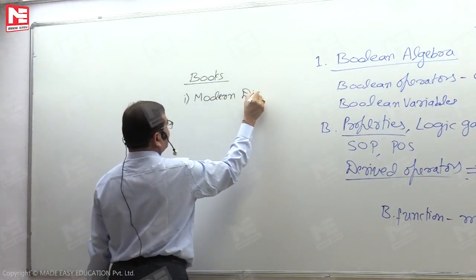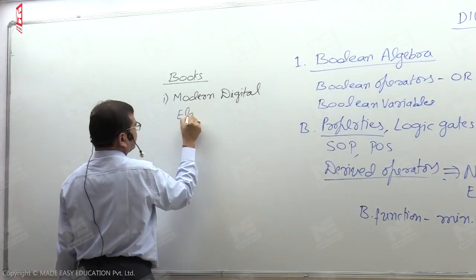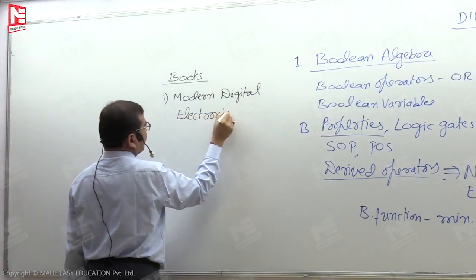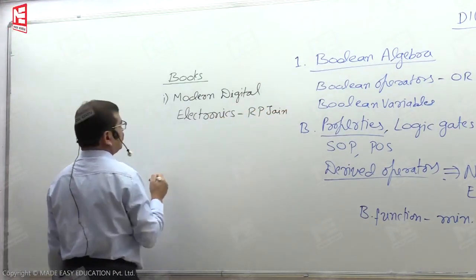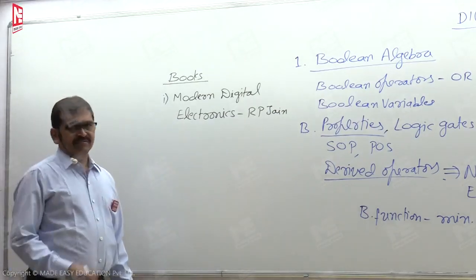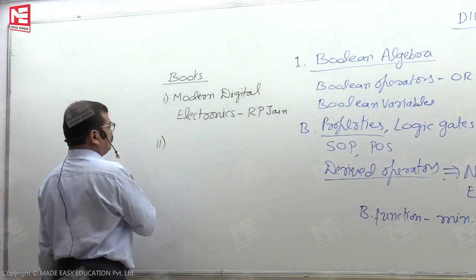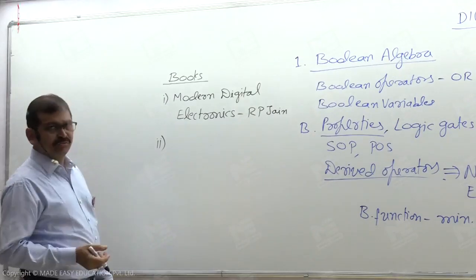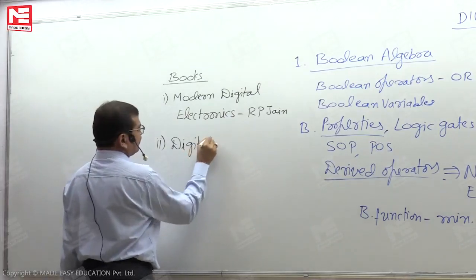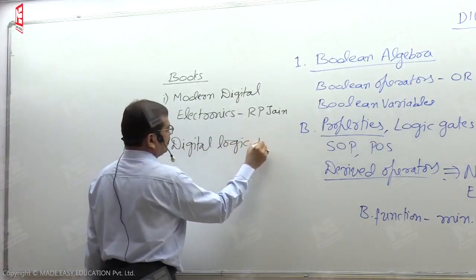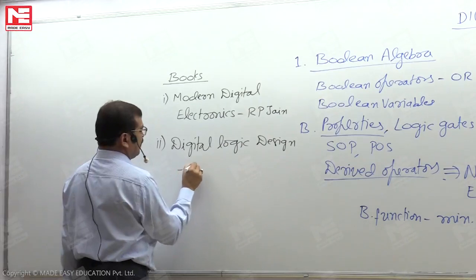Modern Digital Electronics by R.P. Jain is one of the very good books. It will cover all the topics of the GATE CSE syllabus. Most of you might have used this book in your academic syllabus in college. The other book is Digital Logic Design by Maurice Mano.